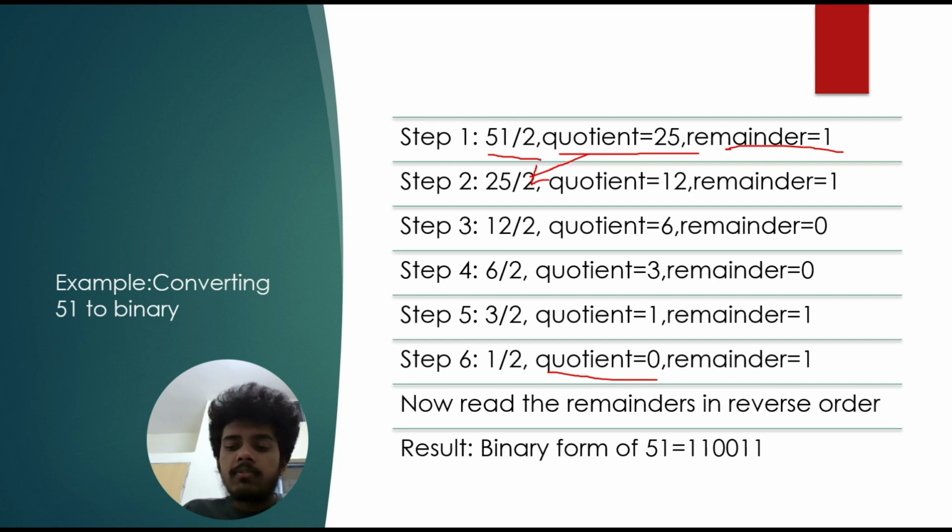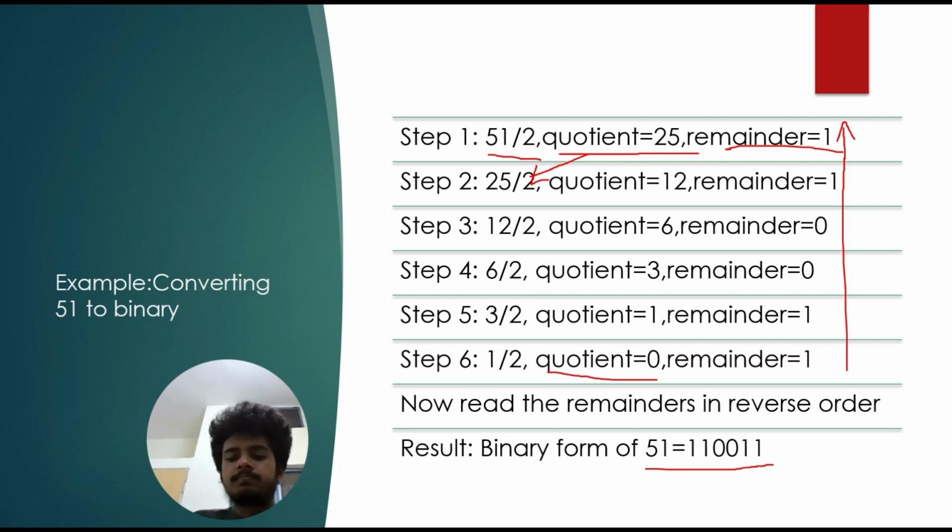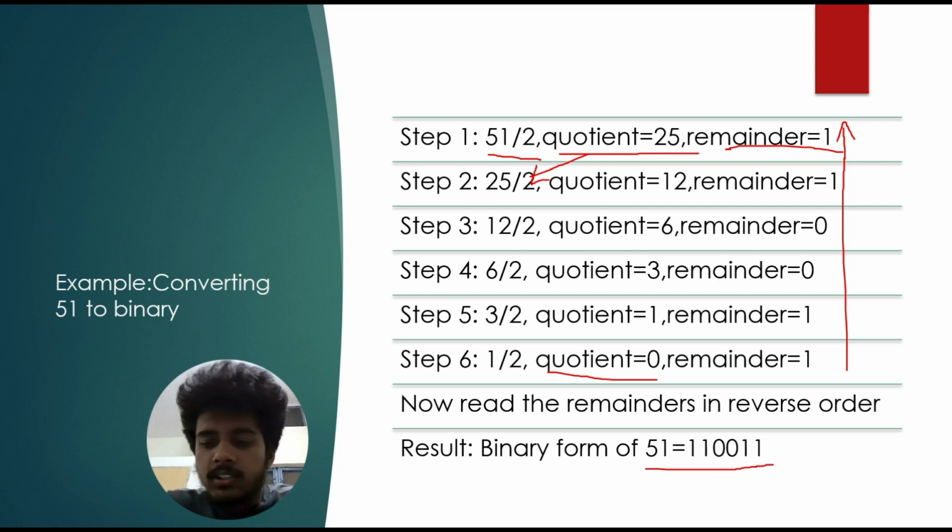Now the binary form of 51 is given by reading the remainders in reverse order. It is nothing but in this order. So reading the remainders from down to up, we will get the binary form of the number. So the binary form of 51 is 110011. So this is the binary form.